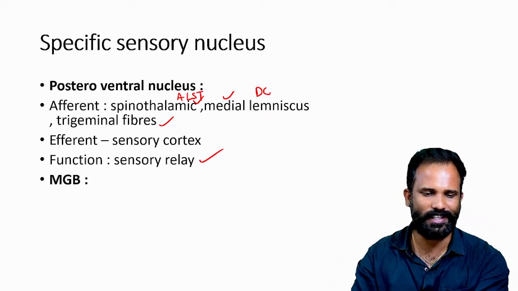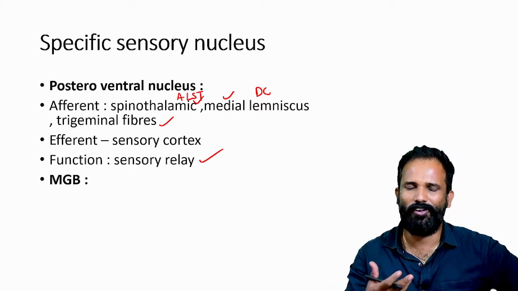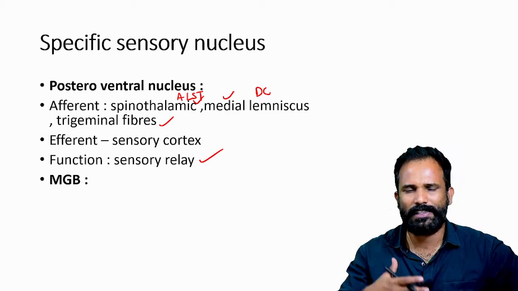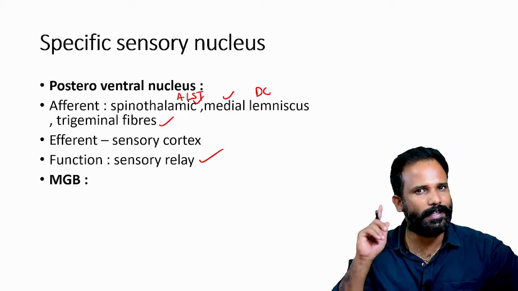Now the next one is the medial geniculate body. We already know that the medial geniculate body is a component of the auditory pathway.